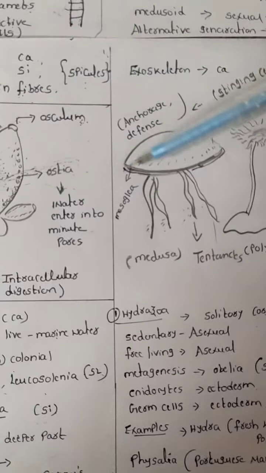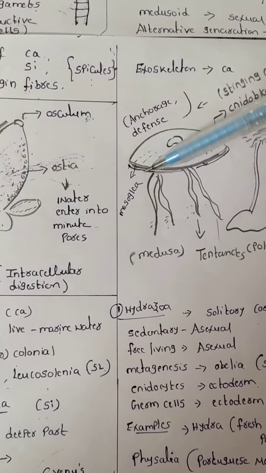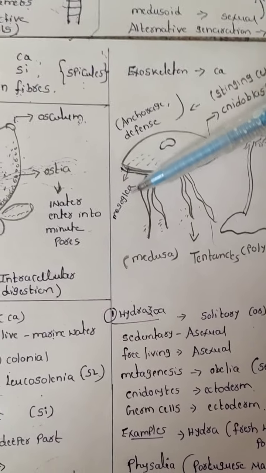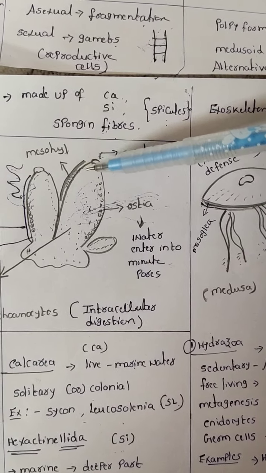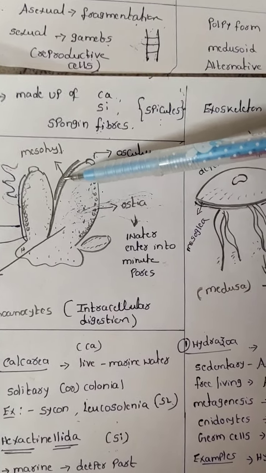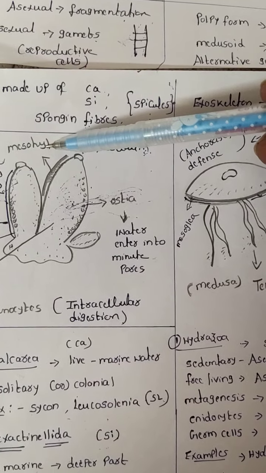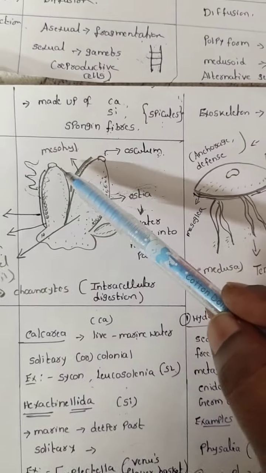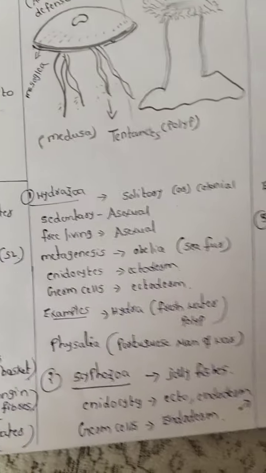Now here this one is the ectoderm and this one is the endoderm. Between ectoderm and endoderm, they have a connective tissue. This connective tissue is called mesoglea. See, in Porifera, between ectoderm and endoderm, they have a gelatinous matrix, not named as a tissue. This is called mesohyl, and this one is called mesoglea. This one is the tissue, this one is the gelatinous matrix. Now first we can go for the Hydrozoa.